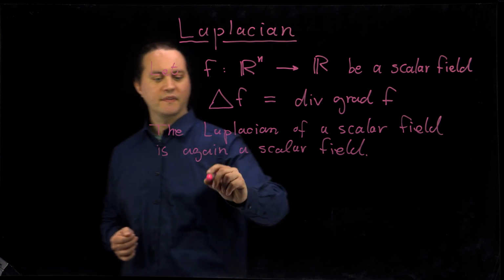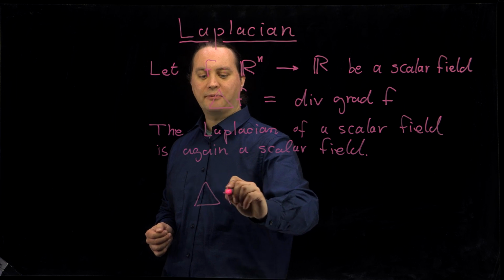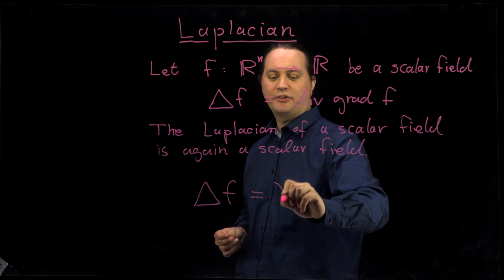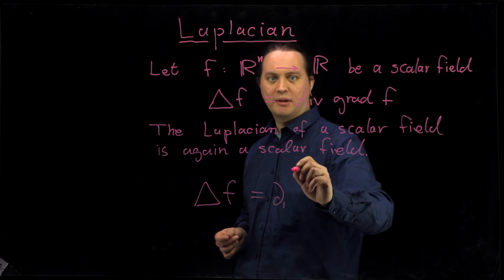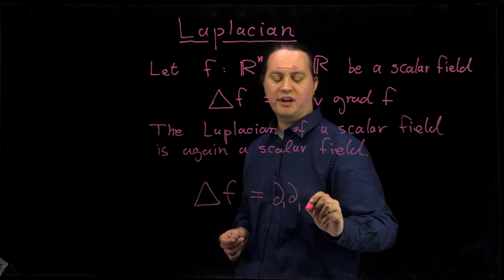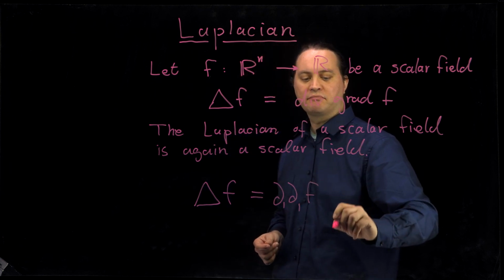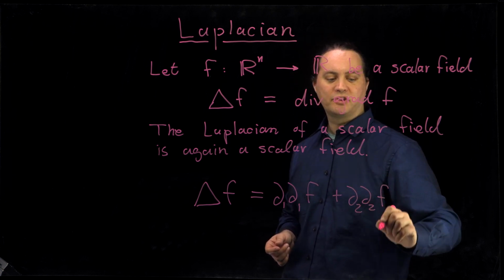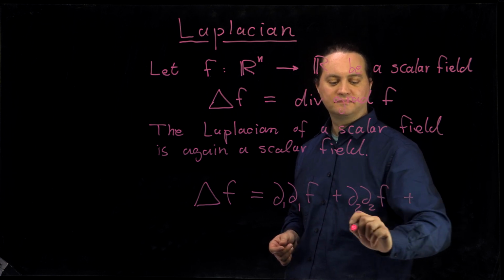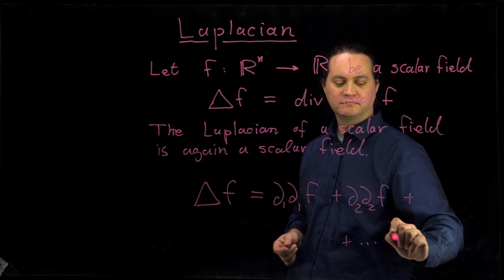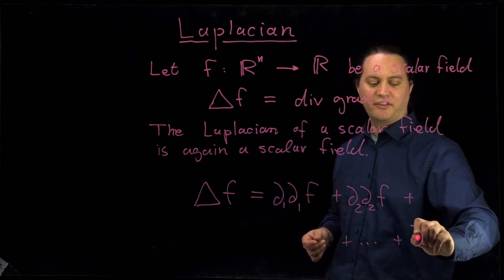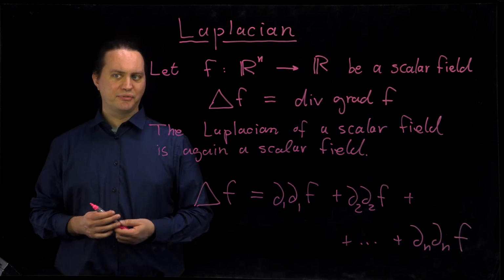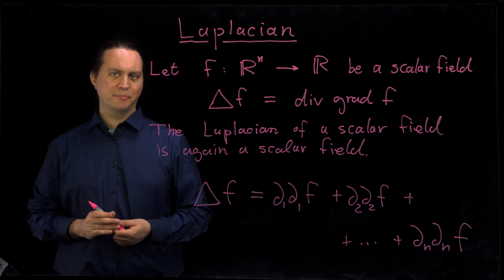Explicitly, the Laplacian of f can be written as: we take the derivative in the first direction 2 times of f, then we take the derivative in the second direction 2 times of f, and so on. And eventually we take the derivative in the nth direction 2 times of f. That is an explicit formula for the Laplacian, which I think many of you are familiar with.